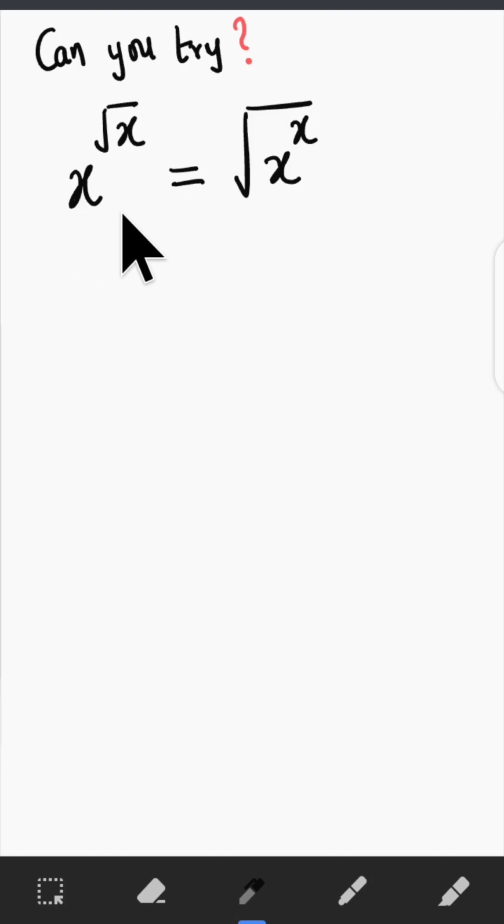Alright guys, let us solve this problem together. We have x to the square root of x is equal to the square root of x to the x. Now, how do we find the value of x that will satisfy this given equation? Let us start with this.